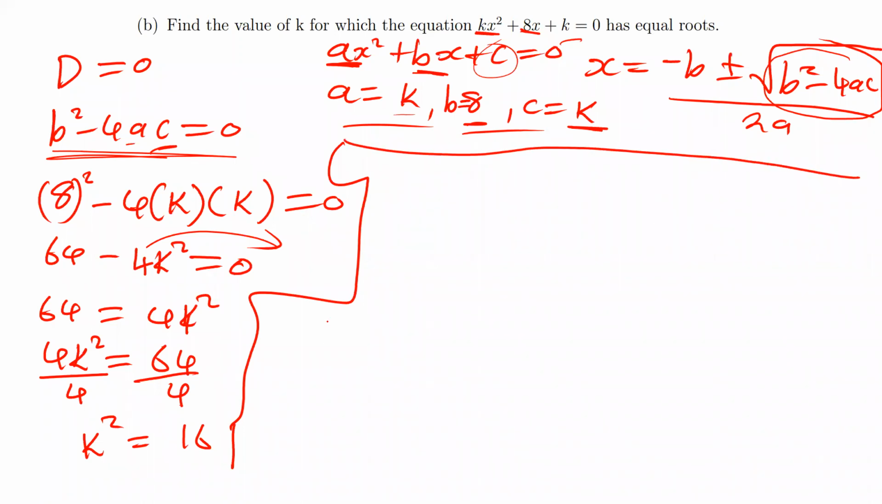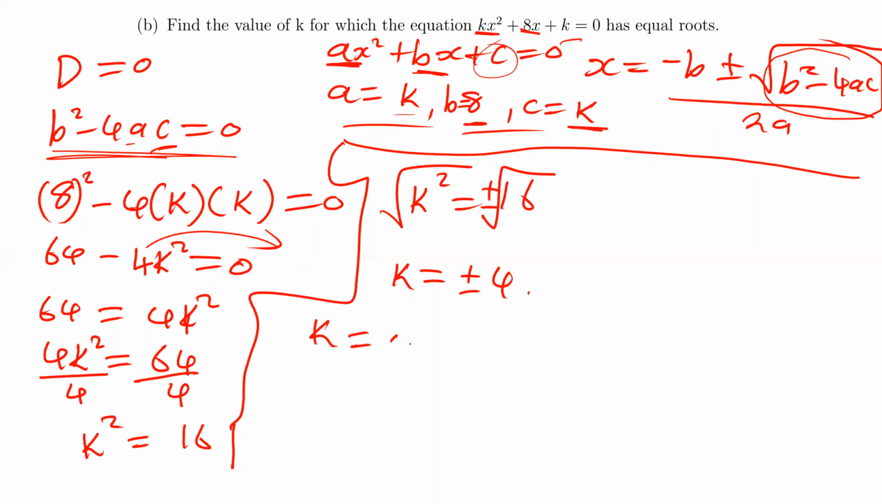So we are going to find the square root of both sides. So we have k squared is equal to 16. The square root of this side and the square root of that side will give us what? So this side we have k and this other side we have plus or minus 4 as the solution. So meaning the two values of k are positive 4 and k is equal to negative 4.